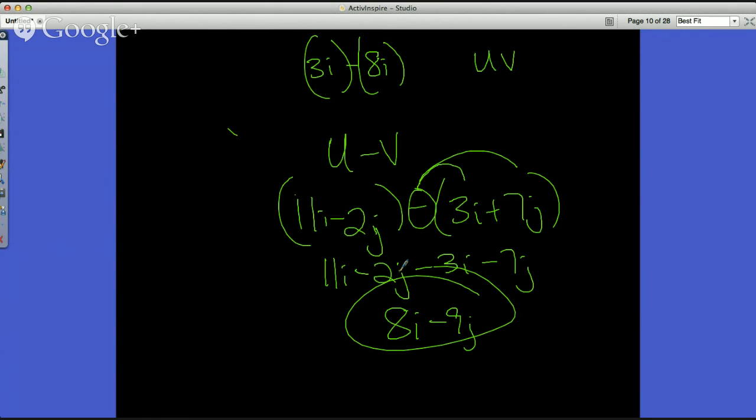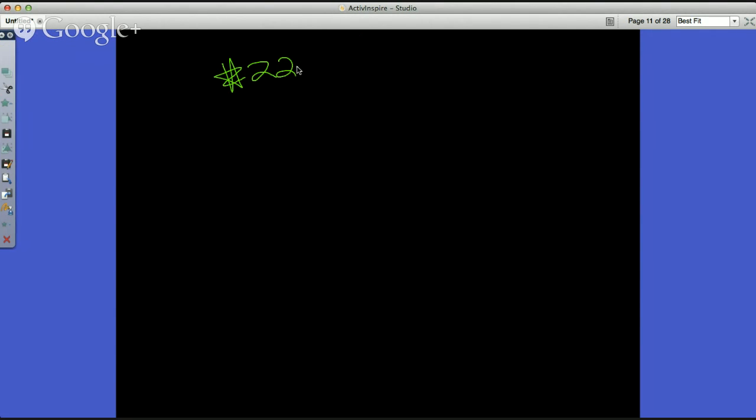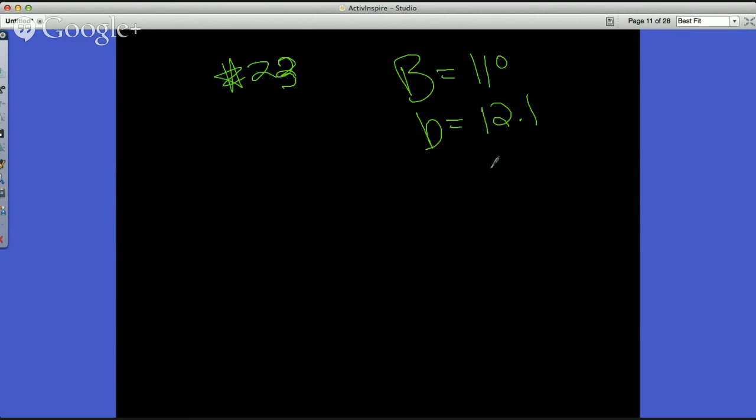Number 22. Let's go over 22 together, on the second to last page. In fact, let's do number 23. I think that one's a little bit better, more realistic. Number 23 on the very last page. Angle B is 11 degrees, B is 12.1 and A is 31.71.